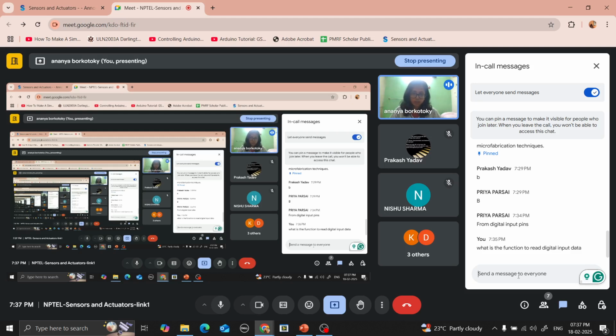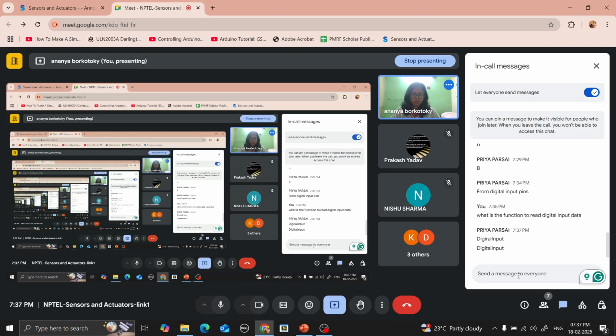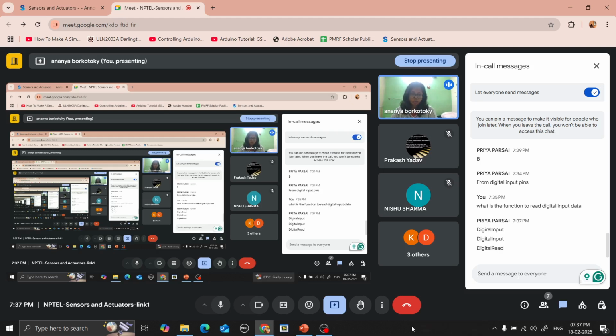Suppose you have a sensor that provides you two states, digital input. You can go to the Arduino website, and there are many resources available online. So I'll give you digital read. Yes, that is the correct answer.